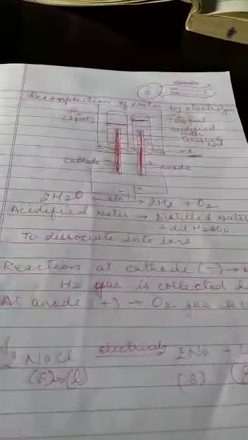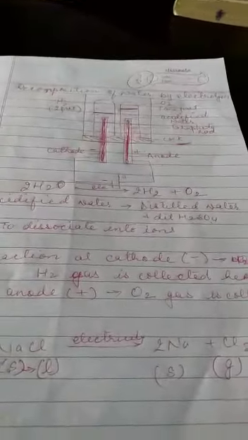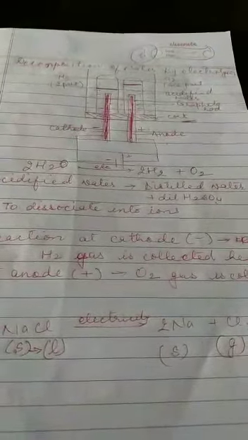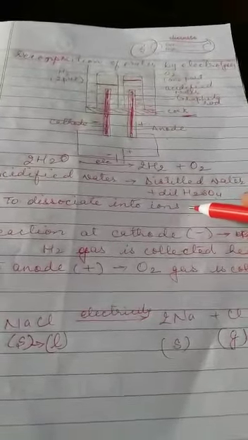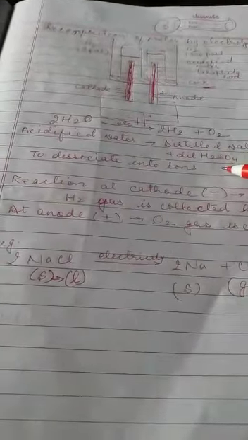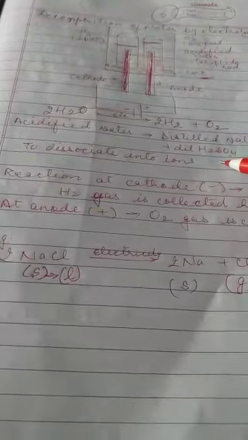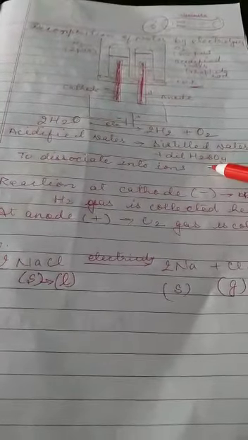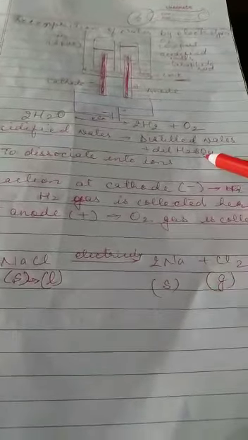You must take acidified water, which is distilled water plus dilute sulfuric acid. Dilute sulfuric acid is used to dissociate water into ions. Because it is distilled water, no electricity can pass through it. But if you add some 10 ml of H2SO4, dilute sulfuric acid, then it dissociates and the reaction proceeds and forms hydrogen and oxygen.